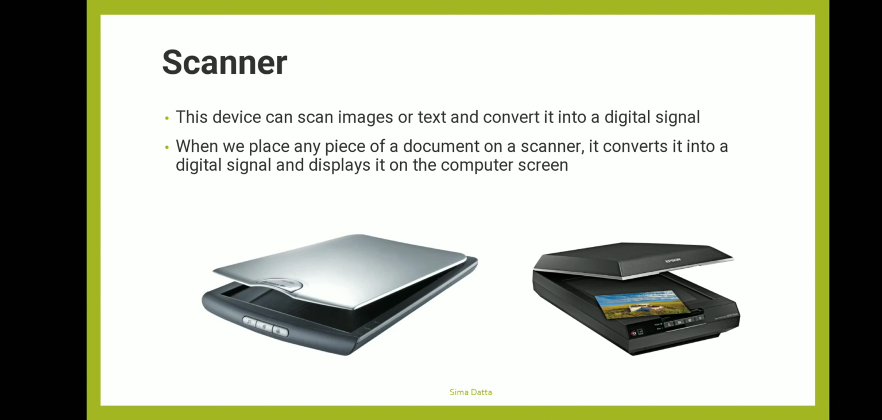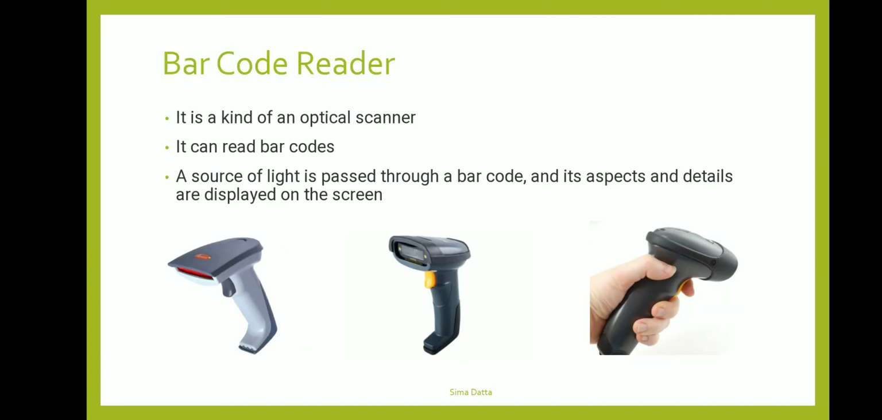Any type of photo you just put on the scanner, it is automatically converted into a digital signal and you can see the image, that hard copy image, on the computer screen. So when we place any piece of document on a scanner, it converts it into a digital signal and displays it on the computer screen.